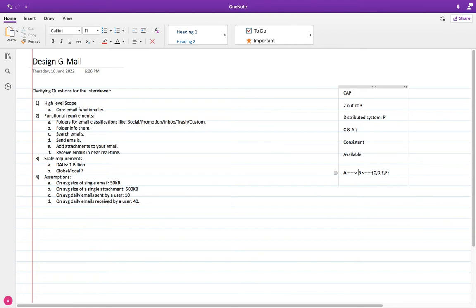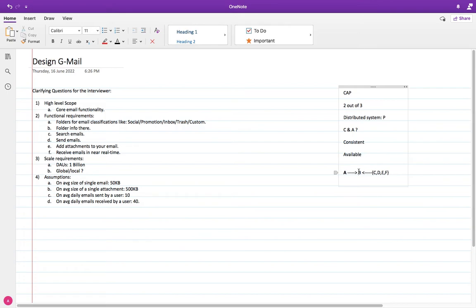Eventually, when the data has been replicated across all the partitions, we would be able to see the new email. So that's where I would prefer availability over consistency in this case. I have just given a very brief summary. While we are designing this application, we'll go more in depth over such choices.